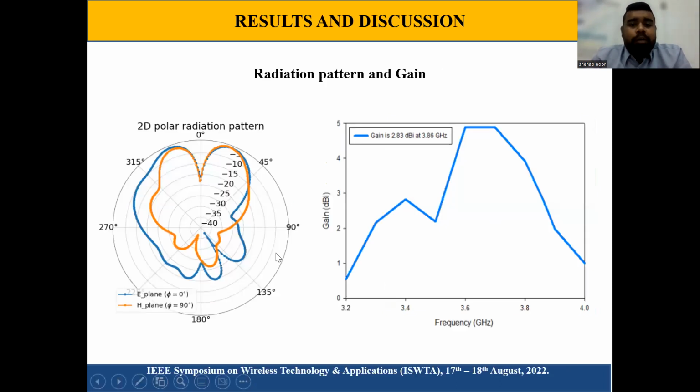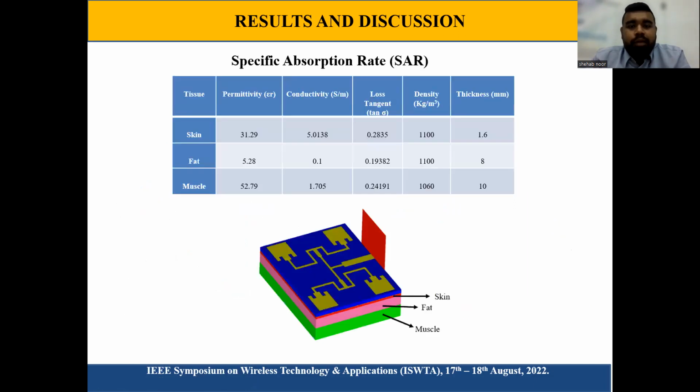And talking about the radiation pattern, in the 2D polar form we can see there is a null in the boresight direction. The boresight direction is basically the main propagation direction. Because of the arrangement of the patches, in the 2D polar form there will be a butterfly-type shape, or a null in the boresight direction, to confirm that yes, OAM wave has been generated. And talking about the gain, at 3.86 gigahertz our proposed textile antenna obtained a gain of 2.83 dBi.